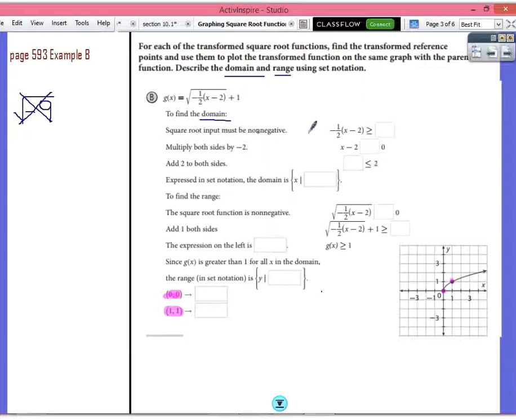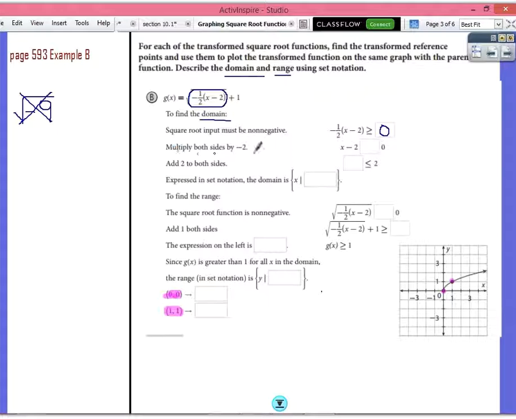So what that means is that this part that is underneath the square root sign, this negative 1/2 times x minus 2, that has to be greater than or equal to 0. It cannot be negative because we would end up with an error, or something that just can't be done. So this is what we need to solve to find the domain. Whatever x is here going to be, that's going to be our domain.